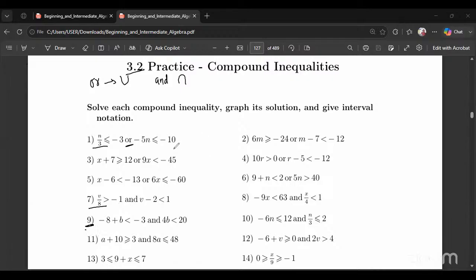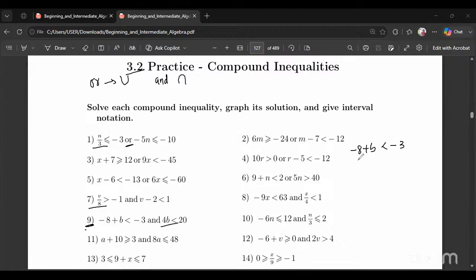If you understand this concept, if you've been following through our live stream, solving any of these problems would not be a problem for you. So let's do question 9. We have -8 plus b, and that is less than -3. And so we want to solve them independently. Once we are done solving this one, we'll go on to the next one. So let's quickly solve this one.